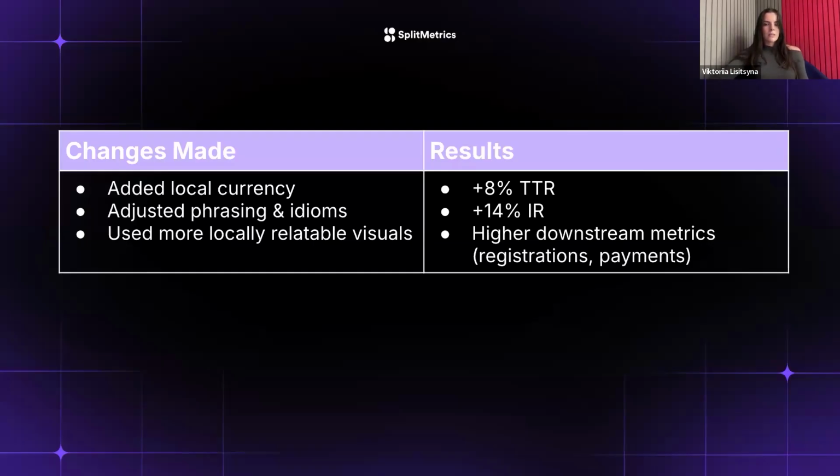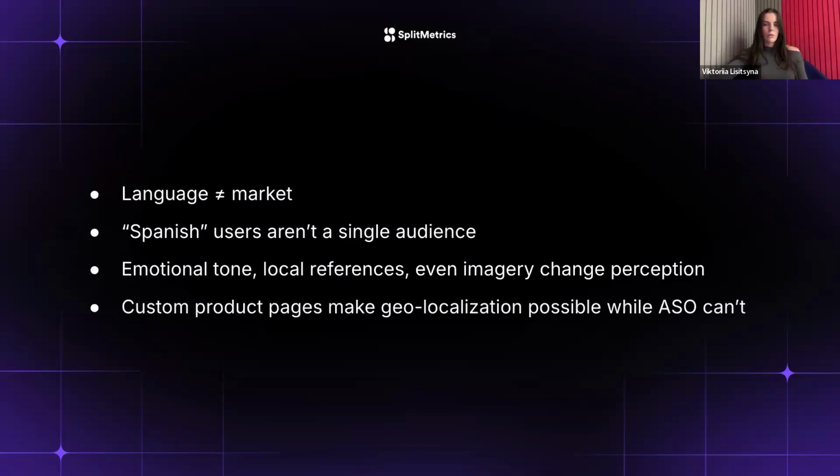The lesson here for us was simple. I think many understand this: language is not just a market. It's people who speak, and the people who speak Spanish don't react the same way. So we need to break large language locales into more local ones and change the custom product pages depending on the country we're targeting. Custom product pages allowed us to adapt not just the language, but also the meaning.